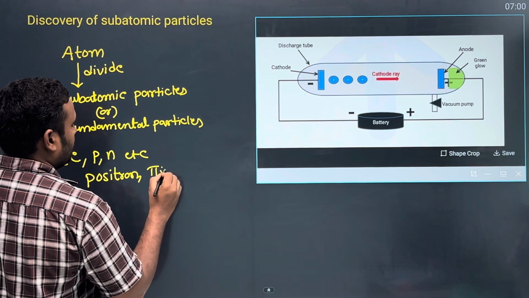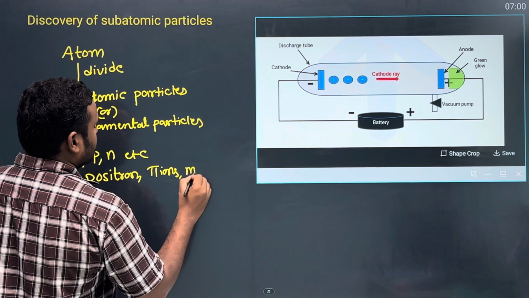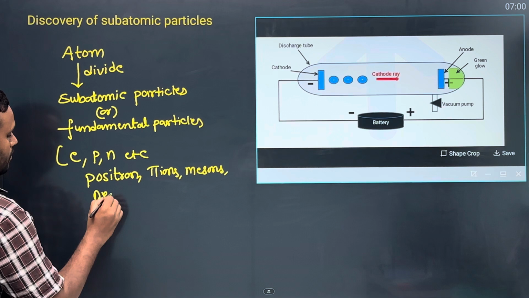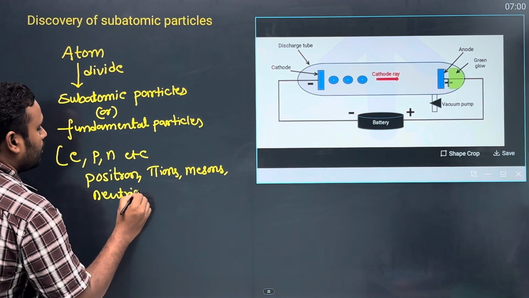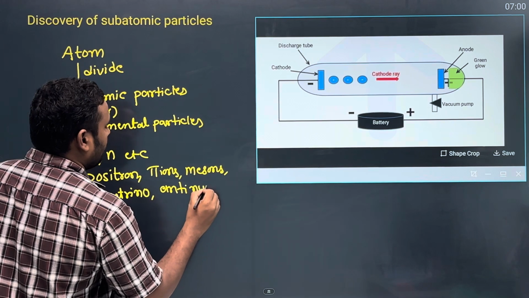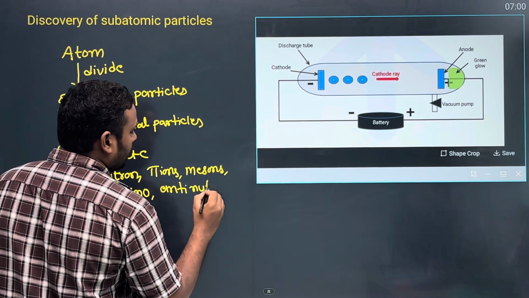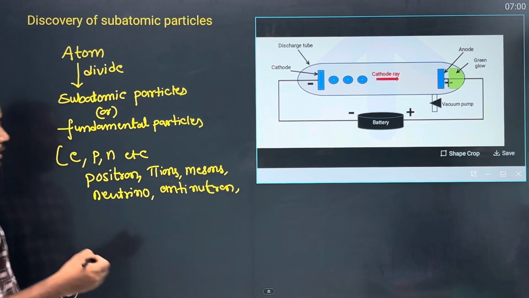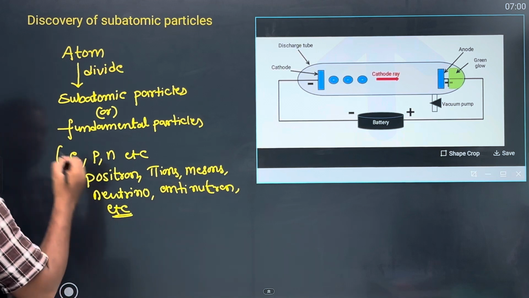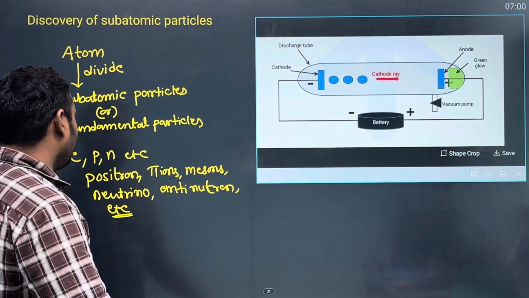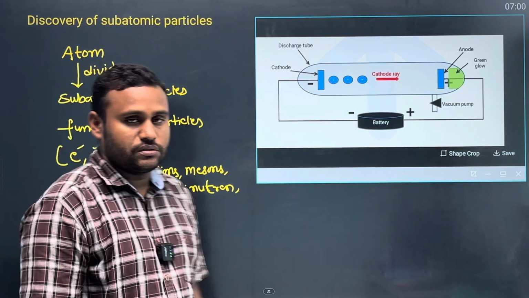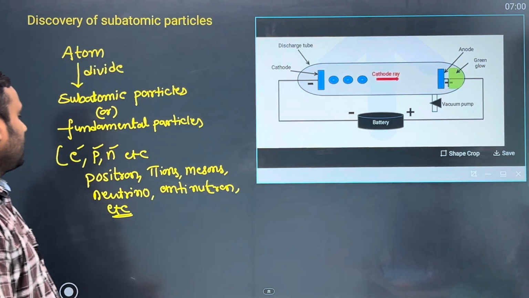Pions, mesons, neutrino, and anti-neutron, anti-electron, anti-proton, etc. Many subatomic particles have been found in the atom. So here the main subatomic particles are electron, proton, and neutron. So these are the main subatomic particles.